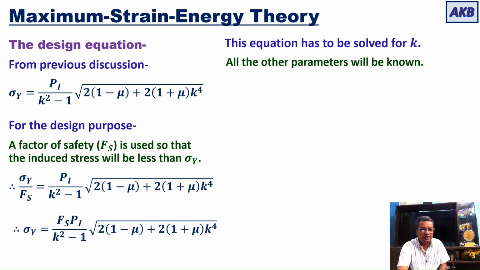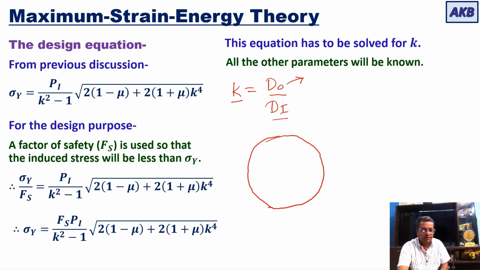So what is k in this case? K is nothing but the ratio of outer diameter to inner diameter. Okay, so you are going to get k by using this equation. Di will be provided to you, so you can easily get do. And then once do and di are known to you, you can get the thickness of the vessel.